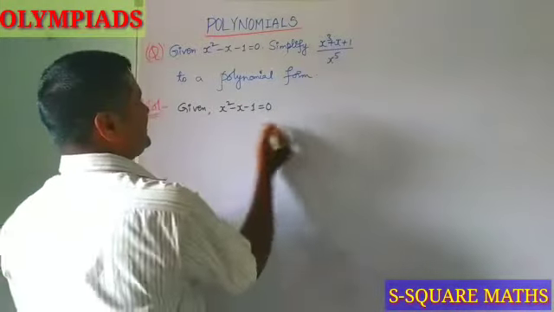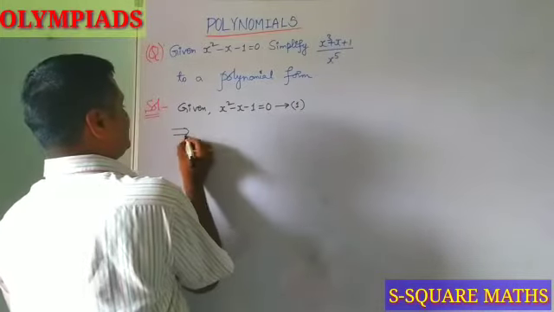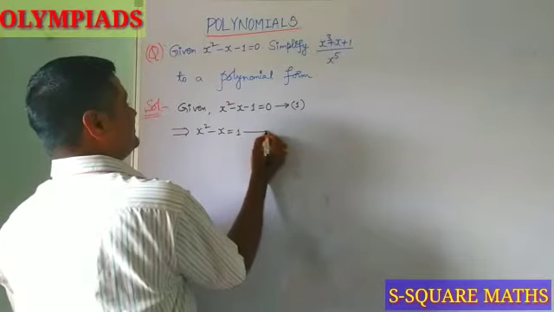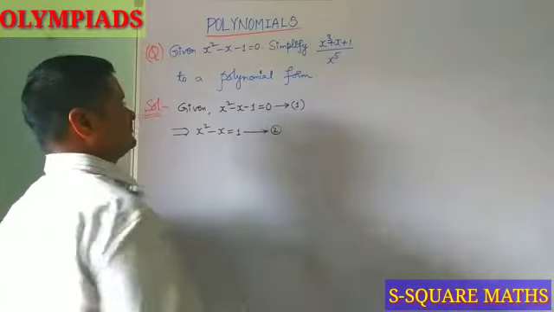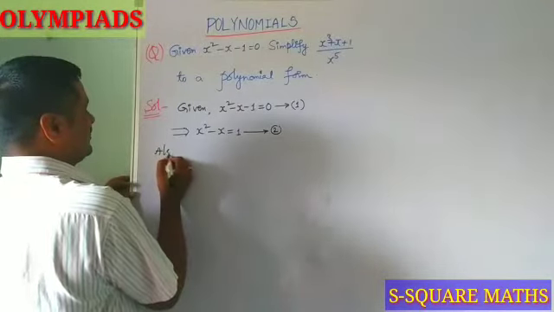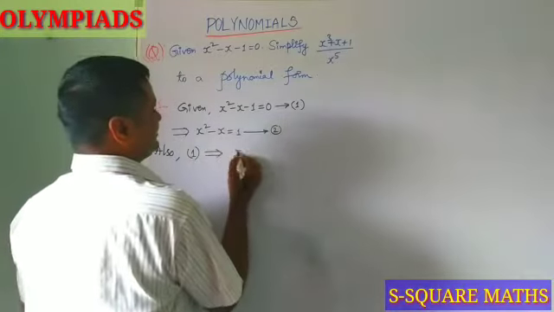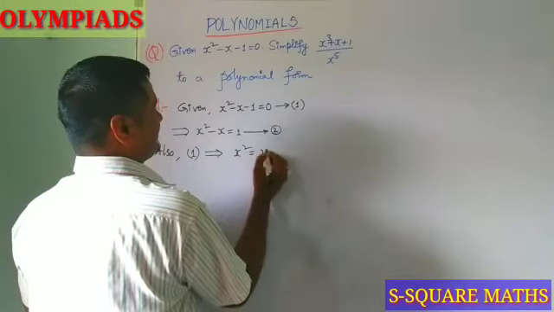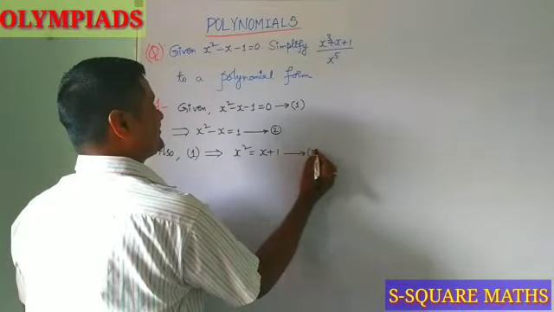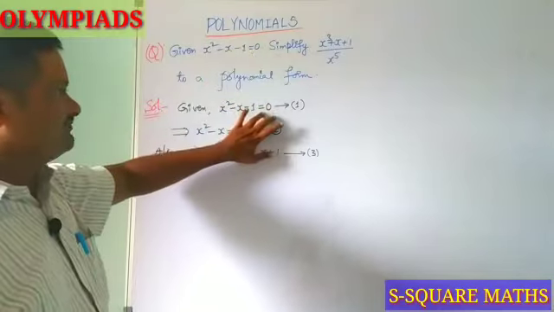From this I can write it as, this is equation 1, implies x square minus x is equal to 1. This is equation 2. And also I can write it as, also 1 implies x square can be written as x plus 1. Mark as equation 3. So the given equation has been marked as equation 1.